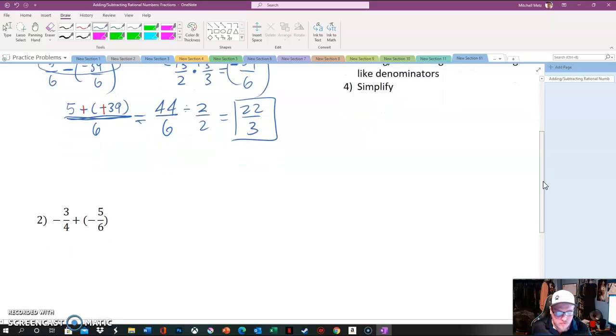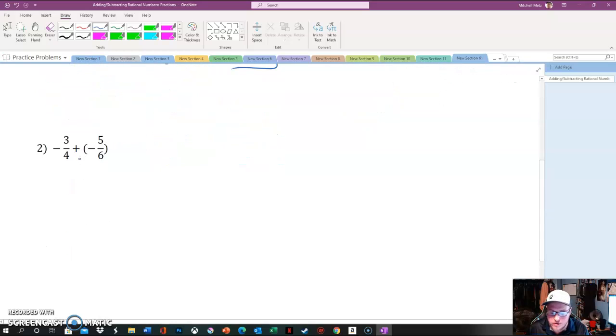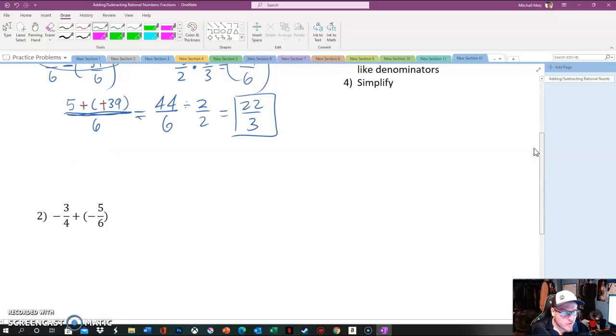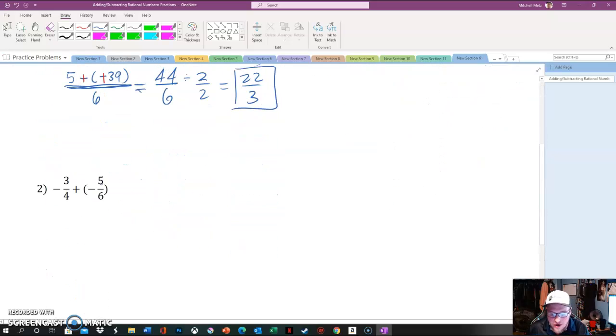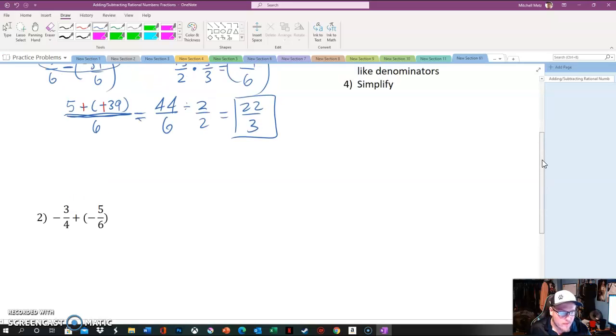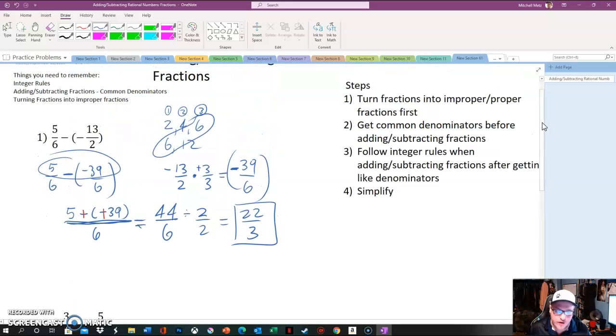Now let's go ahead and do one more example, and now we're going to do another similar fraction problem, and now we're just going to do two negatives. So this problem, negative 3 over 4 plus negative 5/6. So we're going to follow our steps. Turn the fractions to improper or proper fractions first. They are already done. There are no mixed fractions.